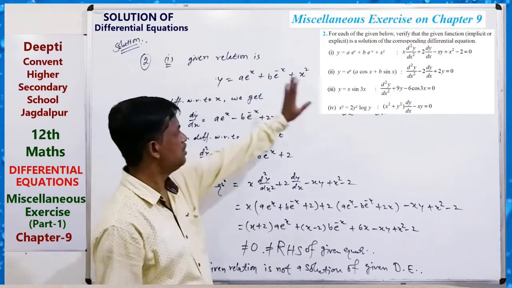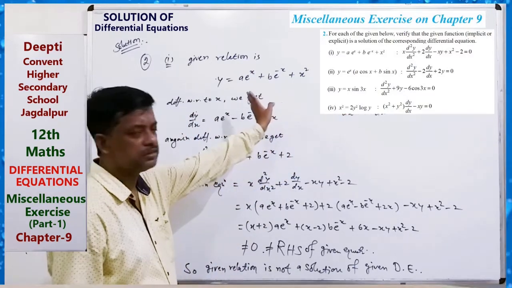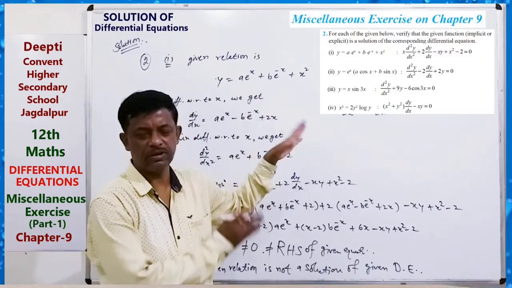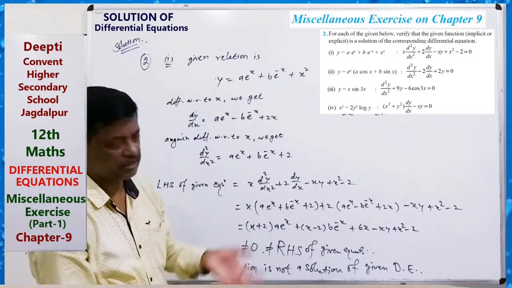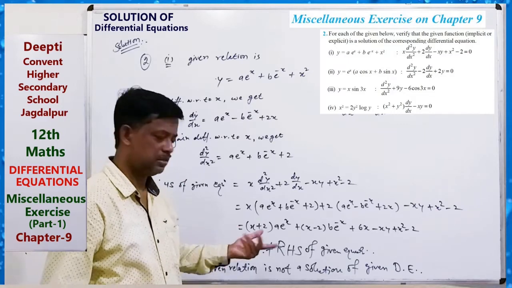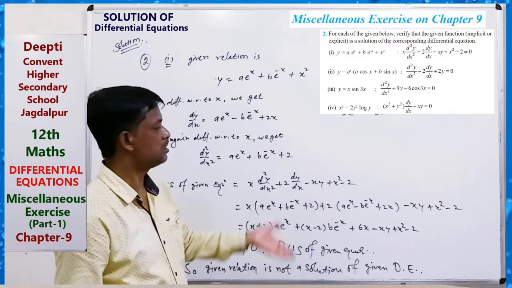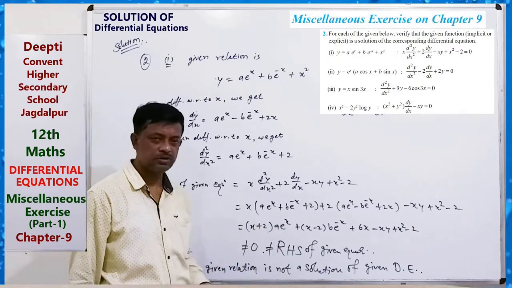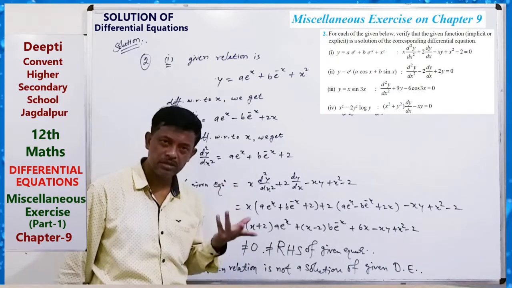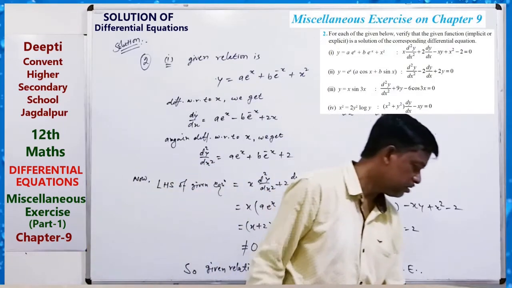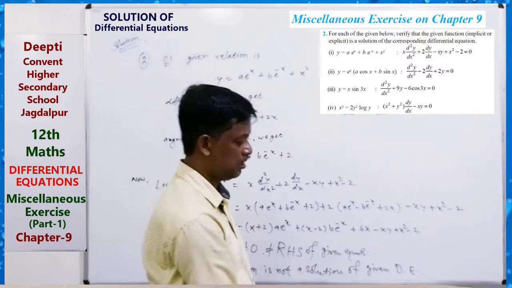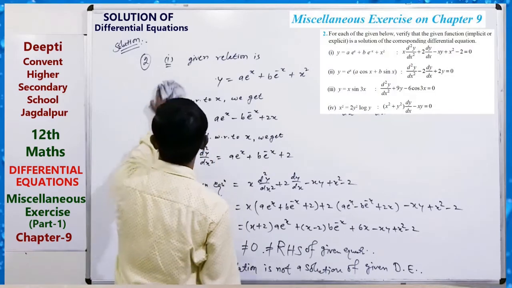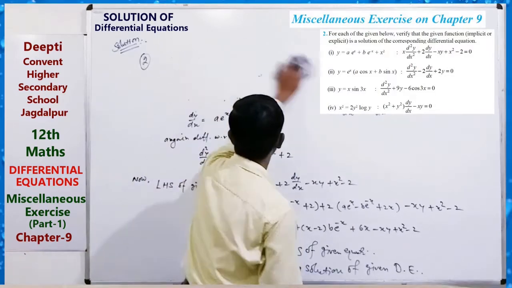Very simple method: we find the derivatives and put the values of y and its derivatives in the left hand side of the differential equation. If we can get the right hand side by simplification, then the relation is a solution, otherwise not. Here we cannot get 0, that's why this is not a solution. Similarly, you can do 2, 3 and 4. I am solving 4.